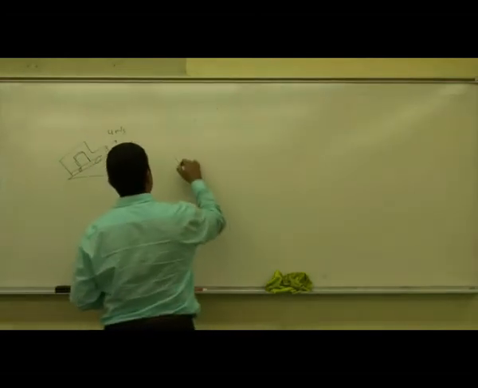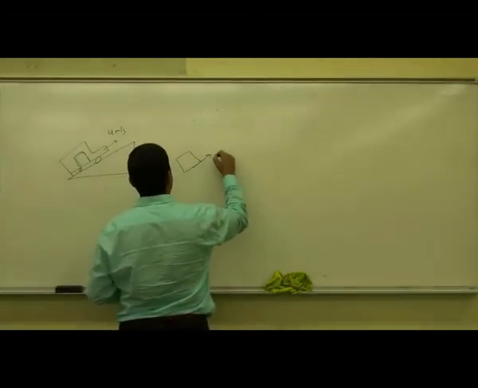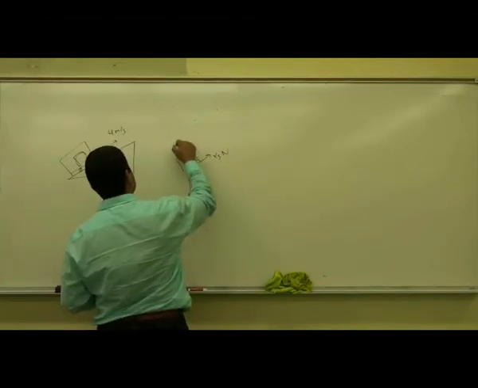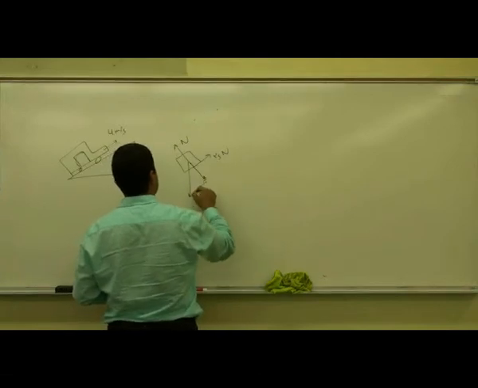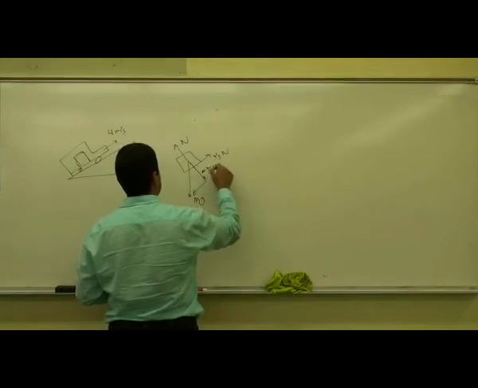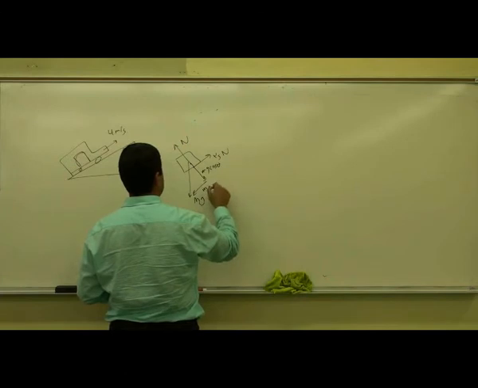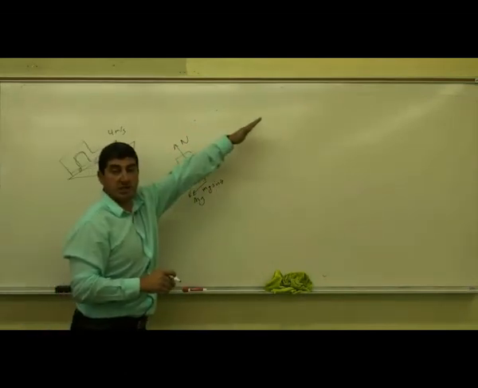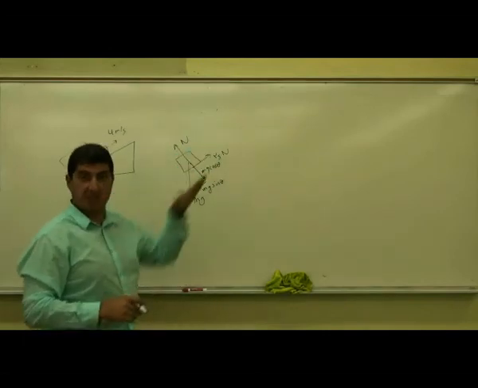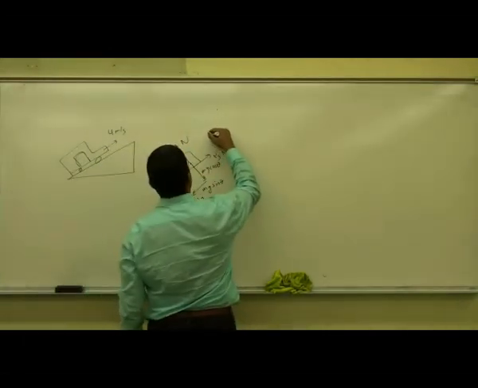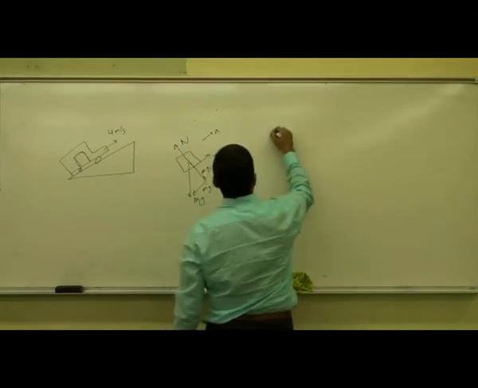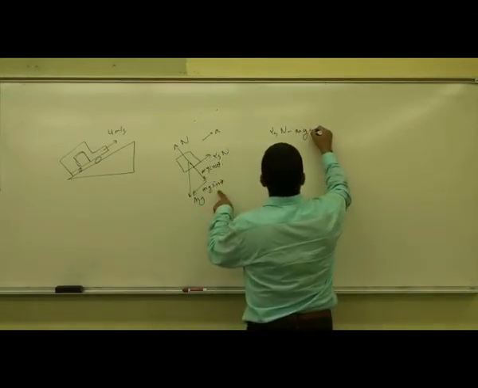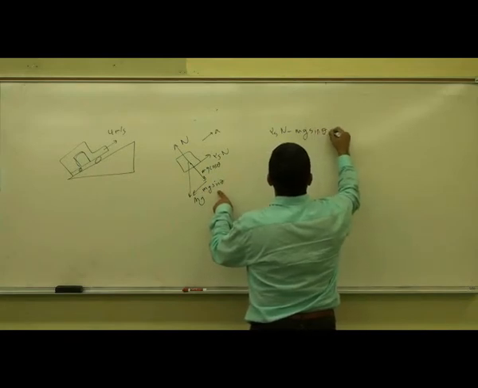So now we have the box, the forces on the box. Mu s N, mg, N, mg cos theta, mg sin theta. So again, we have a case where the friction is what's causing the box to accelerate up. So we have here the acceleration is up. So mu s N minus mg sin theta is equal to ma.